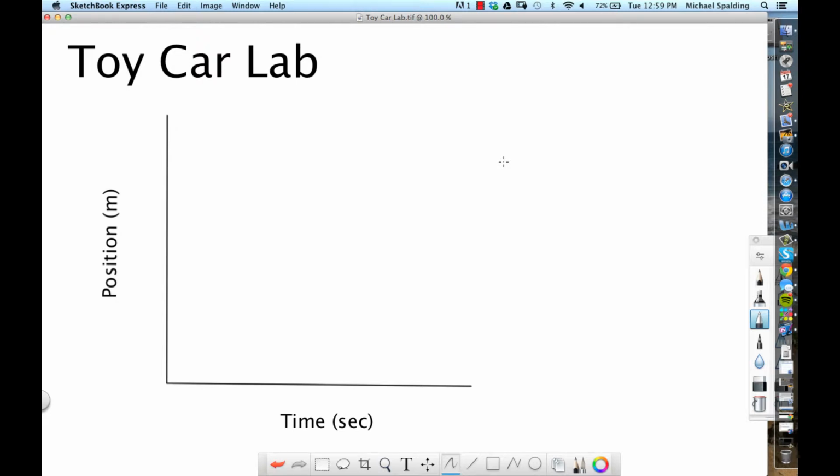Okay, so yesterday we talked about numbers 1 and 2 on the Toy Car Lab. For number 1, you made a data table of position and time, and then number 2, you graphed it. So you should be up to this point. If your car accelerated, your position time graph should look like what? It'll be something like this, a curve.